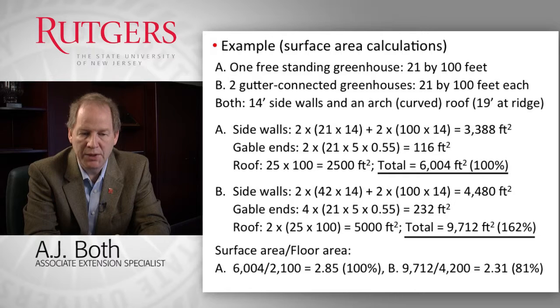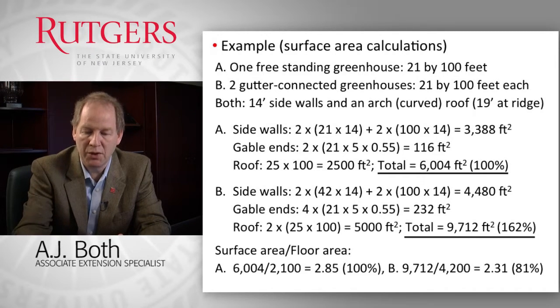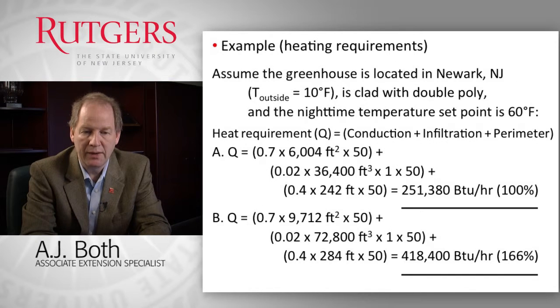So you can go through the calculations that I show here and calculate first what the total surface area is of both of these structures. And you can already see by looking at the ratio of the surface area to the floor area that ratio is smaller for the gutter-connected structure. And that means, of course, there's less surface area per unit floor area in the gutter-connected structure, and therefore per unit floor area we have less heat loss, and we therefore need less heating capacity in the gutter-connected system.